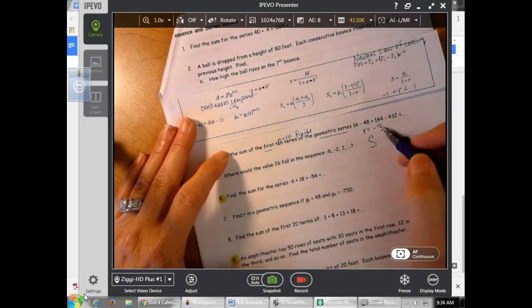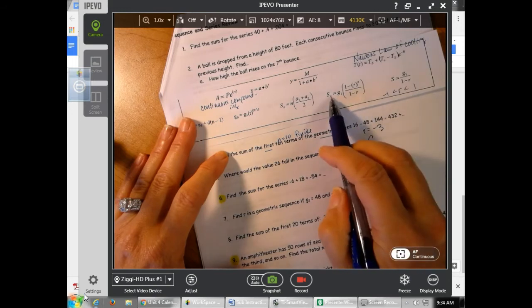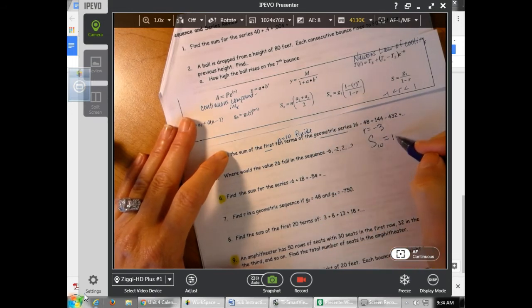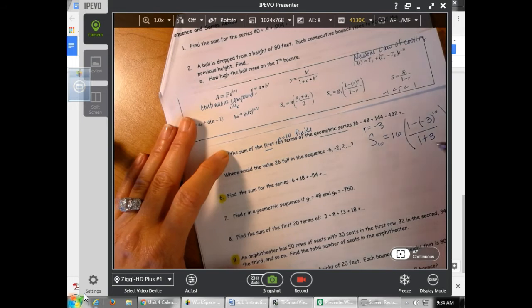Okay, so summing through the 10th term. So I put a 10 in for the n. And I need to know the value of the first term, 16. And then in parentheses, I'm going to do 1 minus, and then use the parentheses here. Very important to use that. The power is 10, and all of that will be divided by 1 minus a -3. And it's fine to go and put a +3 there. So you can go ahead and combine in the denominator.